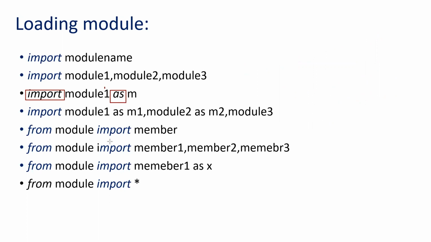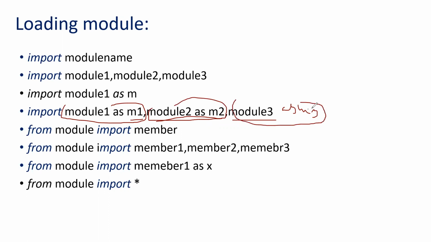Now, if I want to alias multiple modules, then you can use the syntax like this: import module 1 as M1, module 2 as M2, module 3 as M3, like that. It has missed here, right.